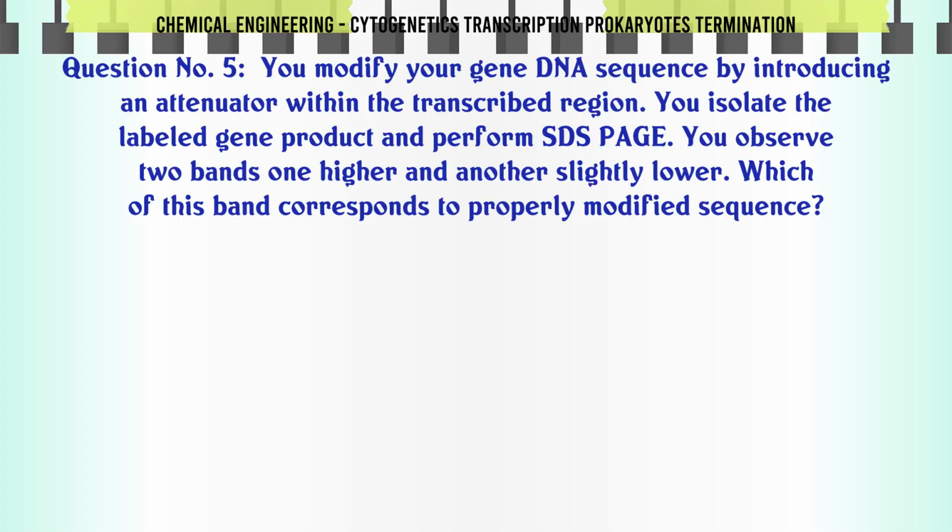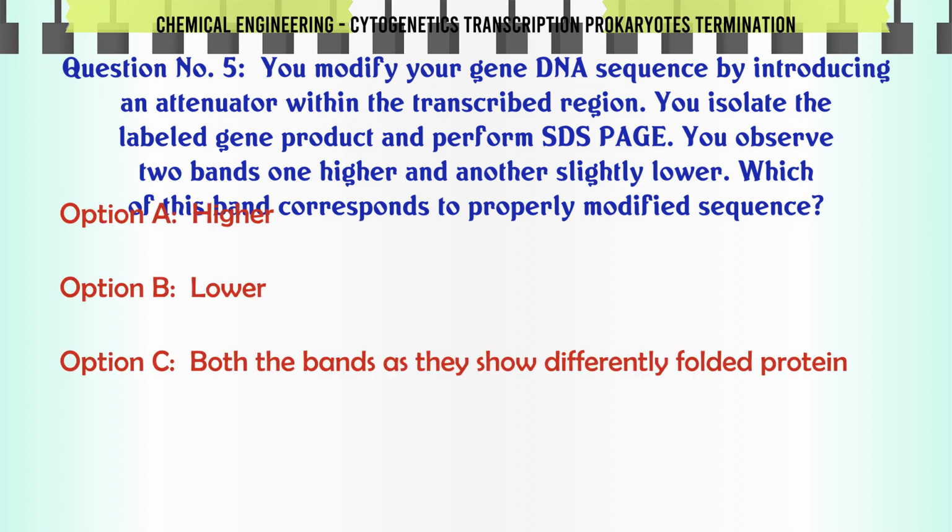You modify your gene DNA sequence by introducing an attenuator within the transcribed region. You isolate the labeled gene product and perform SDS PAGE. You observe two bands, one higher and another slightly lower. Which of these bands corresponds to the properly modified sequence?